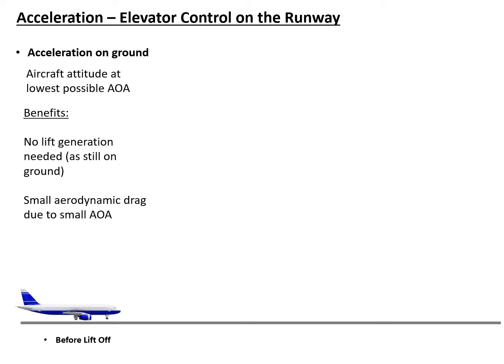So the first phase in the ground run is acceleration. And at this moment, the aircraft attitude is at the lowest possible angle of attack. And the benefit of doing this is there's no lift generation needed because it's still on the ground. And because the lift is small and the angle of attack is small, there will be small aerodynamic drag due to the small angle of attack. So that's a benefit we need to know.